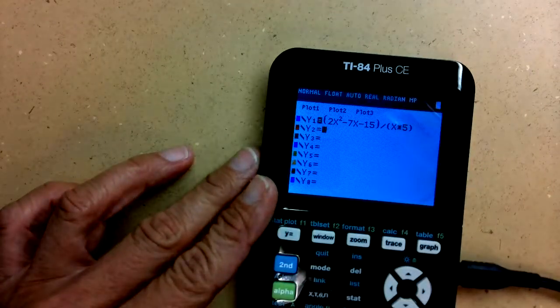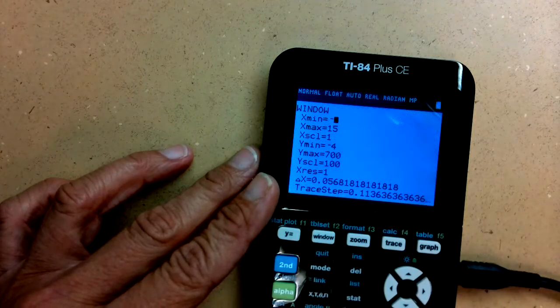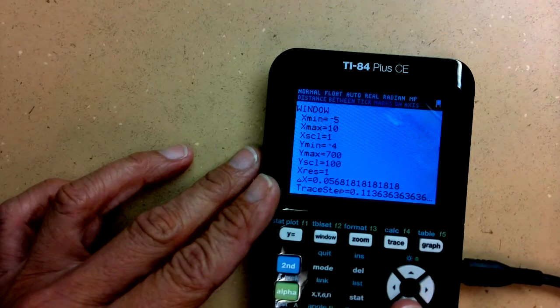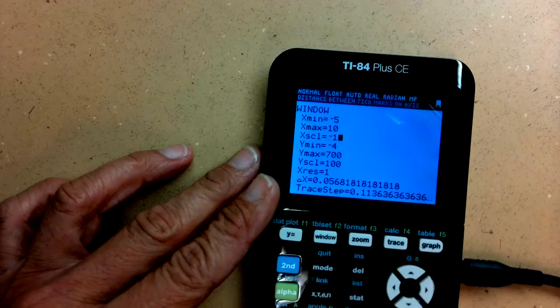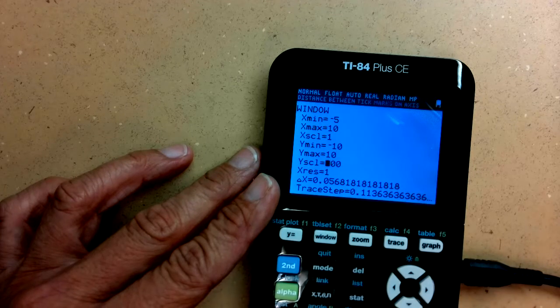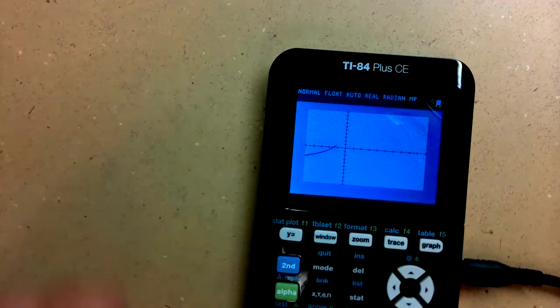And for y2, I'm going to put the linear one, x plus 3. I'm going to check my window because I had it set up for other things. So I'll go -5 to 10. Oh gosh, I really don't know what kind of y values I'm going to get out here. So I'm just going to go -10 to 10 just to see. Oh wait, scale 1. Thank you. I might have to change my y window because I really am not sure what I'm going to come up with.